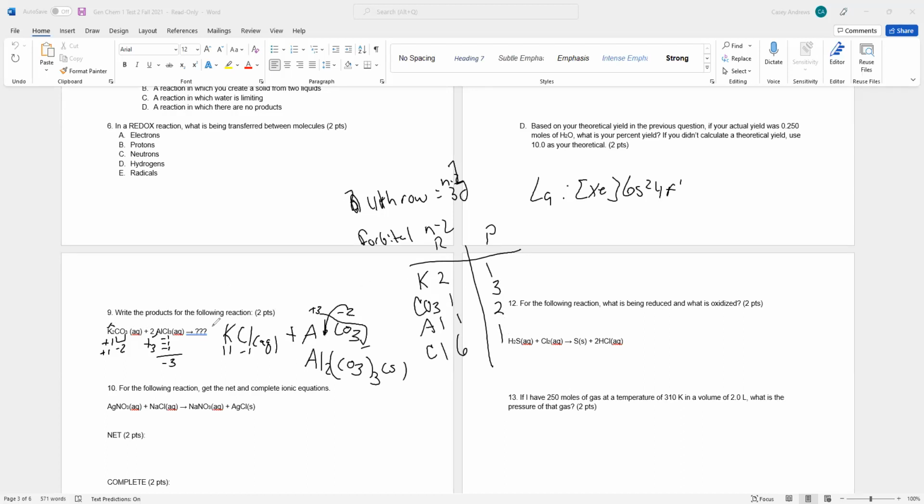All right, so balance this. So I need at least 3 COs. So that's 3. That makes that 6. I need, oh, I do have 2 aluminums. Yeah, that 2 is there. And so 6. So that's the balanced reaction: 3, 2, 6, 1.